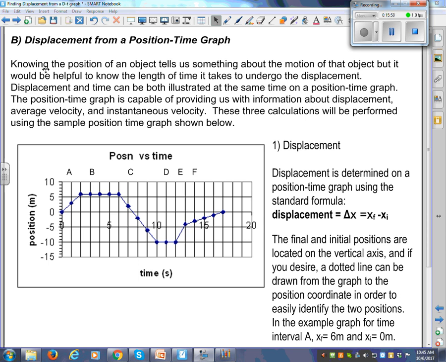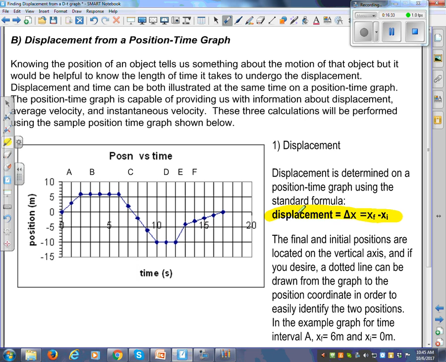Knowing the position of an object tells us something about the motion of that object, but it would be helpful to know the length of time it takes to undergo that displacement. I was getting into this yesterday. Displacement and time can both be illustrated at the same time on a position time graph. The position time graph is capable of providing us with information about displacement, average velocity, and instantaneous velocity. These three calculations will be performed using the sample position time graph shown below. So here's the sample one here. It's going to appear on every screen from now on. Displacement is determined on a position time graph using the standard formula, exactly the same way.